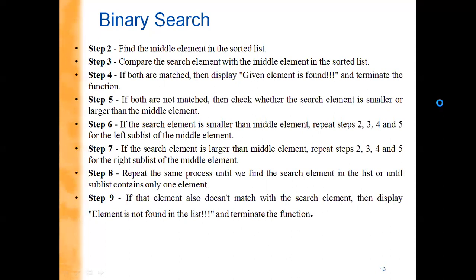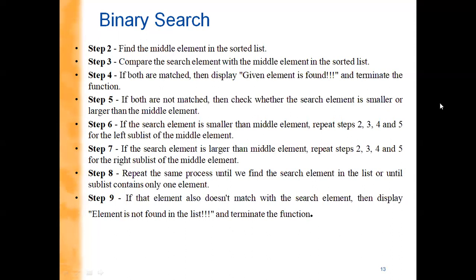So there are some steps of binary search. Find the middle element. First of all, we sort all the elements, then find the middle element of the sorted list, and compare the search element with the middle element. If both match, then display that the given element is found and terminate the function. If both do not match, then check whether the search element is smaller or larger than the middle element.